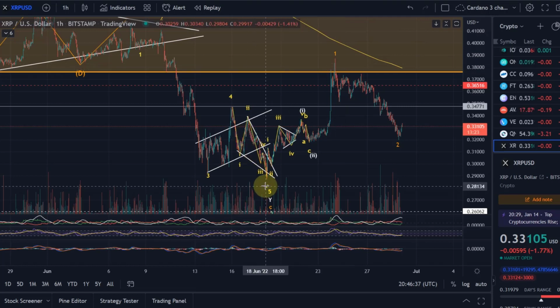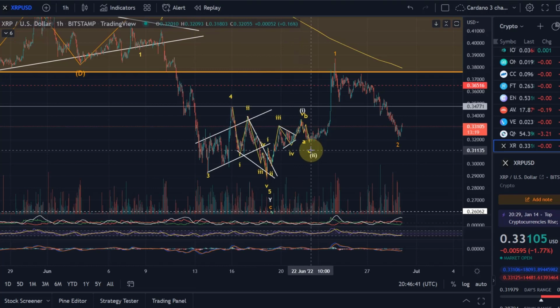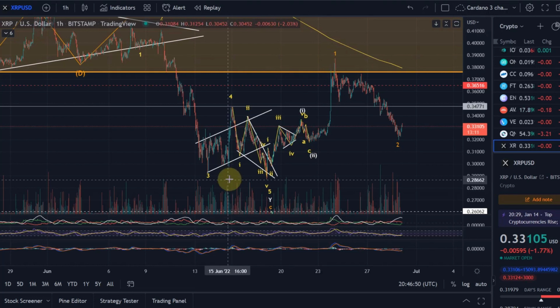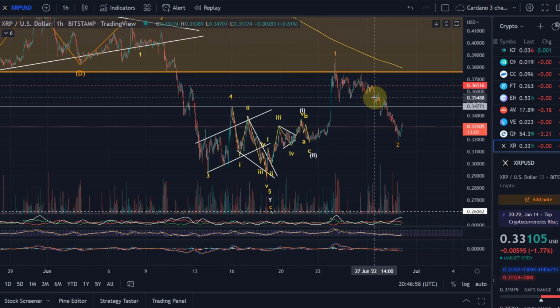A wave A can have 5 waves, like a wave 1. A wave B can have 3 waves, like a wave 2. And a wave 3 has 5 waves, just as a wave C has. So until this point, this could have been just a corrective rally up. Here was now the decision in this next wave down. What scenario do we go with?